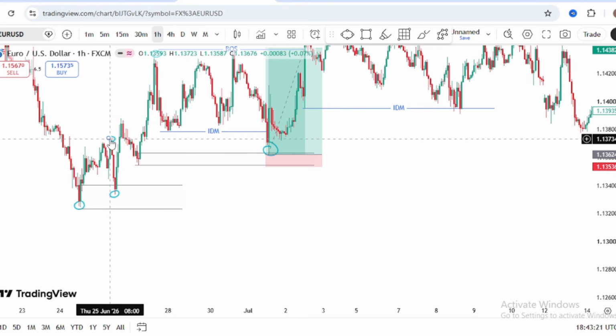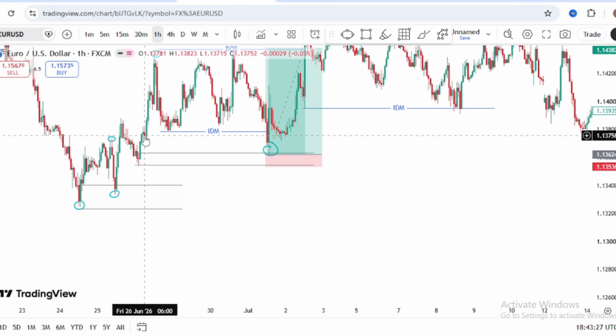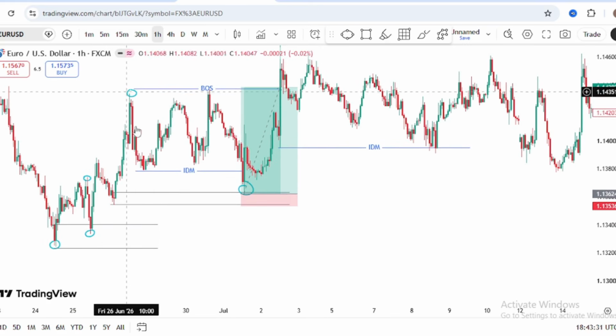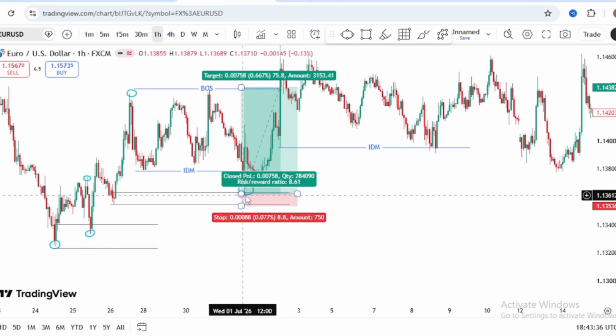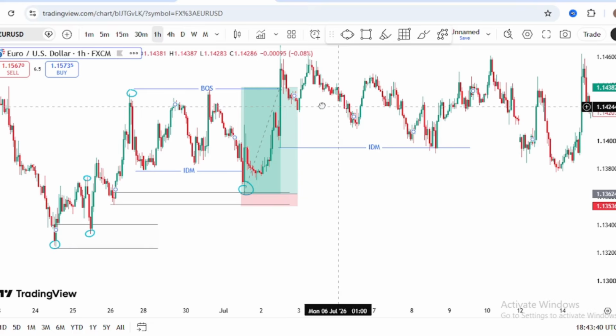Then you mark out the next order block, wait for price to return to the zone after creating liquidity. As you can see here, price created liquidity and later on it returns to the order block and price continued higher. Here is another down candle.